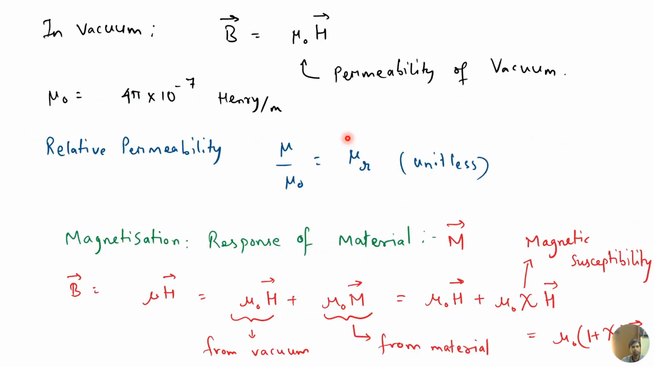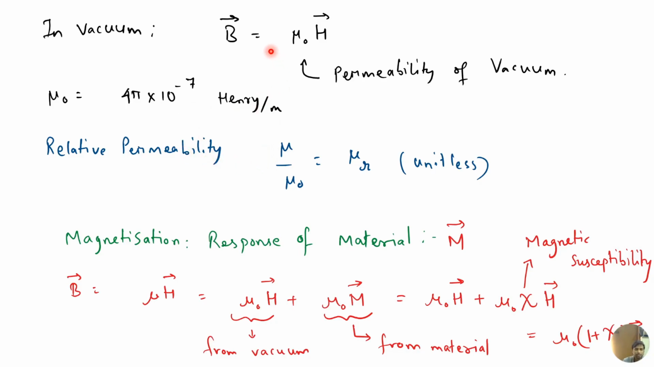In vacuum, we have a quantity called the permeability of vacuum. This is the case where you don't have any material in that coil, and the magnetic field induction in vacuum is given by mu naught times H. Mu naught has a value of 4 pi times 10 to the power minus 7 Henry per meter.